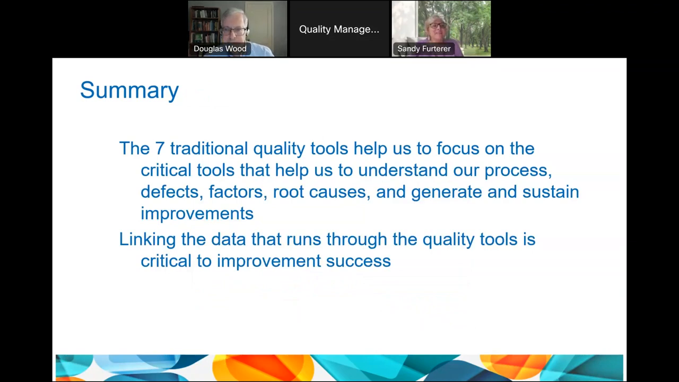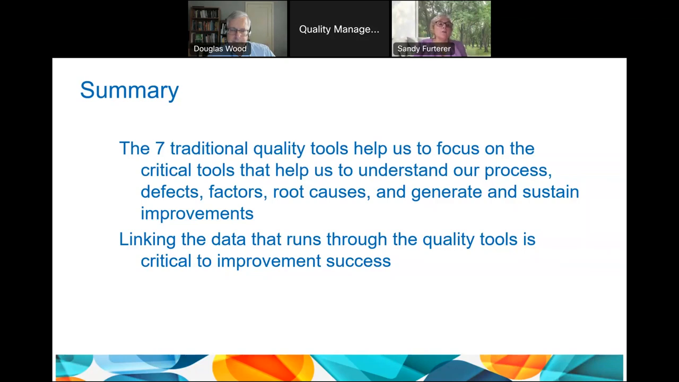Thank you, Doug. So, in summary, we've seen that the 7 traditional quality tools could be used in an independent fashion, but they're going to be so much more effective if you think about them and use them in an integrated fashion. They help us, first, starting out with understanding our process and who's involved in our process and who's going to be a part of our improvement team.